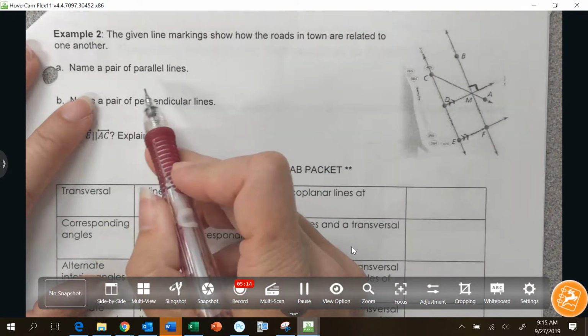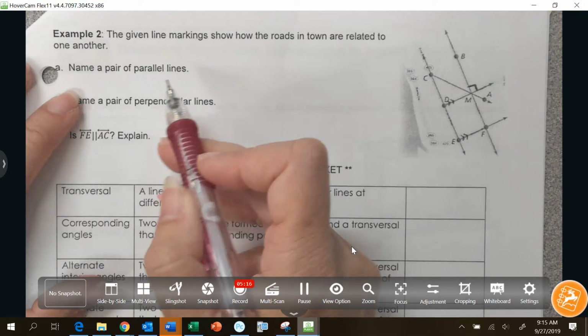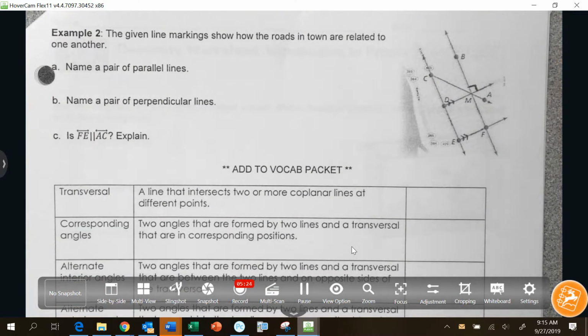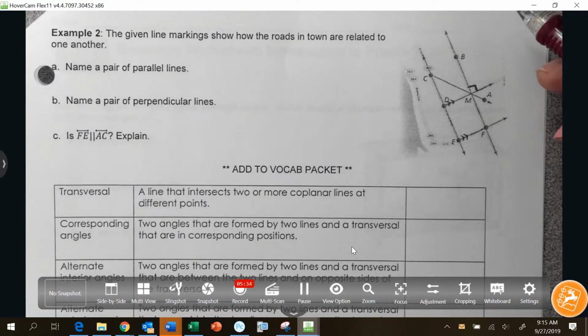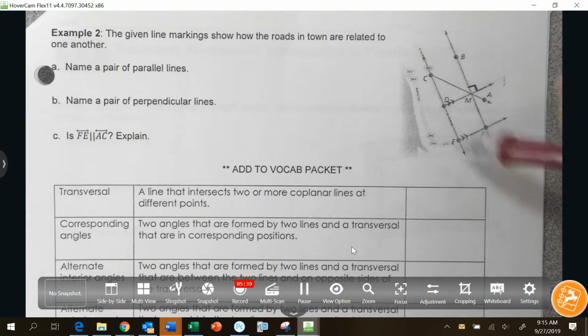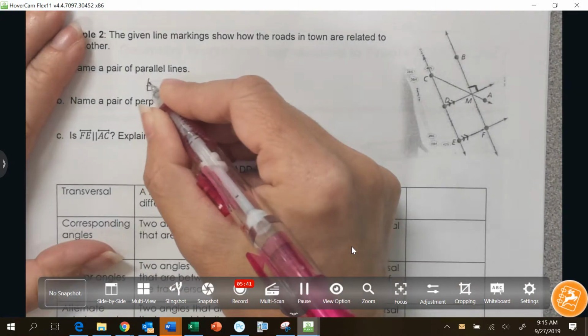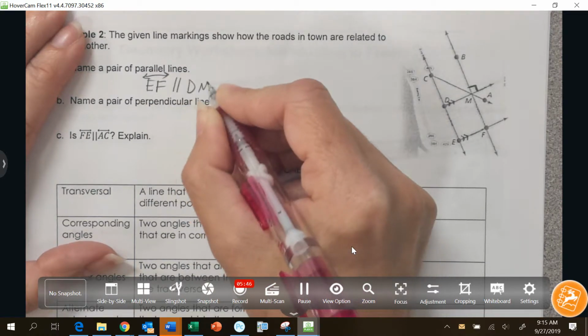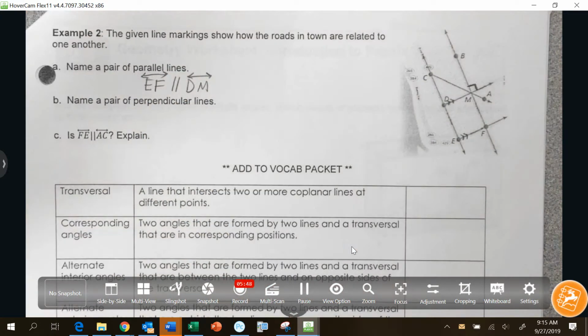Name a pair of parallel lines. CD and BF. What is your proof? They look parallel, but there's no proof. Yeah, so EF and DM. EF and DM, yeah. EF, so I'm going to write EF is parallel to DM. I wrote them using that parallel symbol.